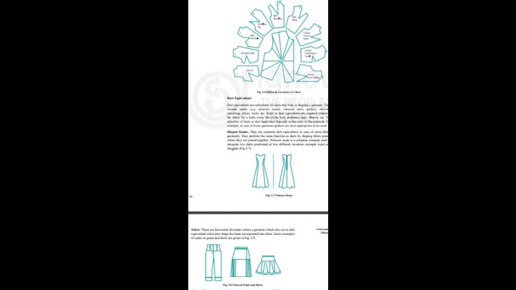Gores. These are vertical divisions within a garment, usually like tapering panels joined together by seams to add shape to a garment. They look good and also incorporate dart shape into seams. When we refer to a skirt as two-gore, it means that it has two panels, and similarly a four-gore skirt has four panels. Labor costs increase as we increase the number of gores. Dart tucks. Dart tuck is a partially stitched dart.